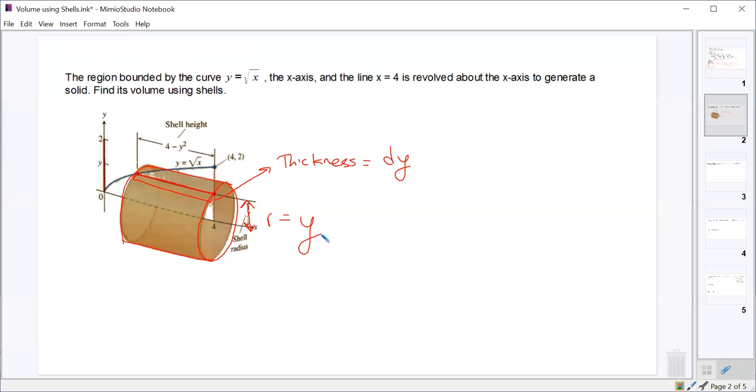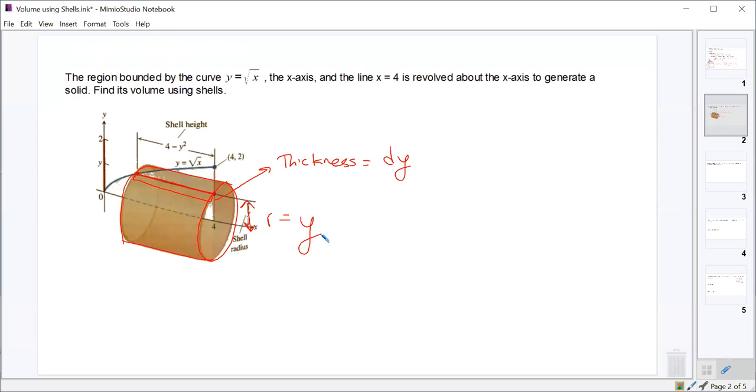This is the cool thing about shells. If you are revolving around the x-axis, your radius will 100% of the time be y. If you are revolving around the y-axis, your radius will 100% of the time be x when you're doing shells. So that makes it easy. Your radius should be easy to find. Going around the x-axis, it's y. Going around the y-axis, it's x. Of course, that changes if we move the lines around, but that's fine.